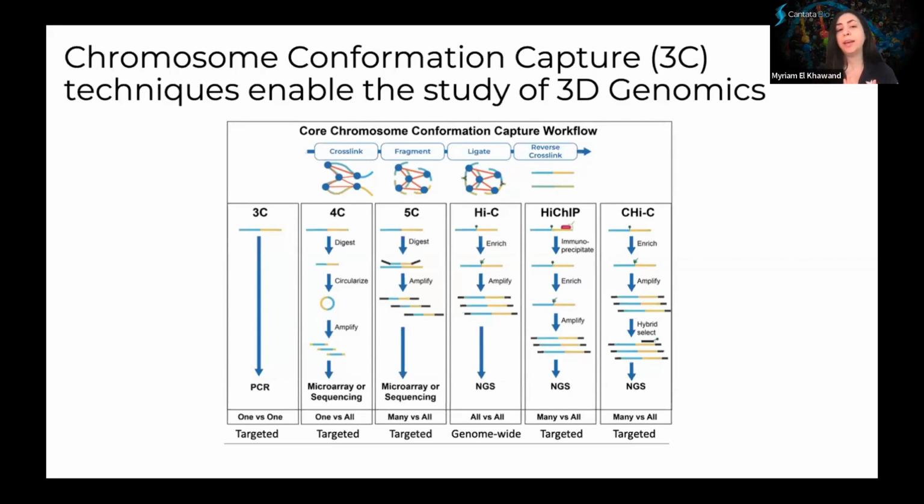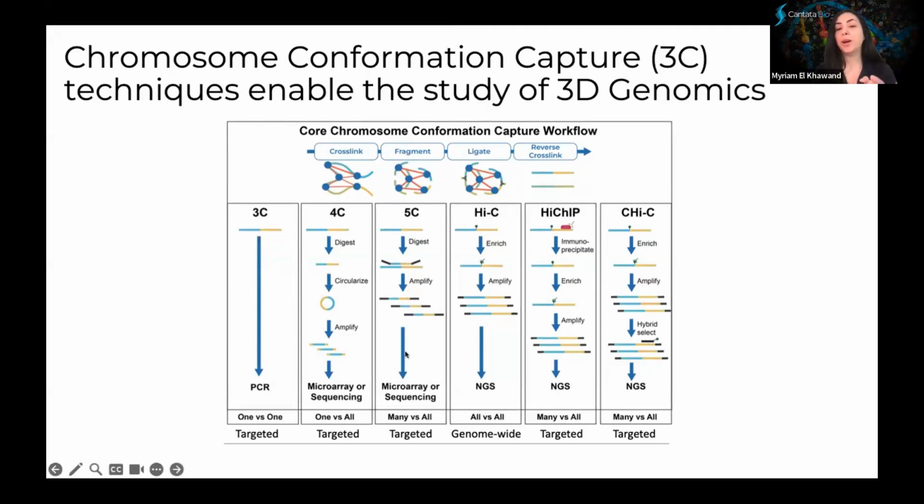Then 4C came in, and 4C uses microarray or sequencing, and it asked the question, what are all the interactions that are actually occurring with this defined DNA sequence? So you're going from 1 versus 1 to 1 versus all, and you're getting all the interactions in the genome that are associated with your specific selected DNA sequence. 5C also uses microarray or sequencing, but now your approach is many versus all. So you're capturing all the interactions that are happening, but with more than one defined sequence. You have selected many defined sequences, and you're asking what are all the interactions that are associated with these sequences.